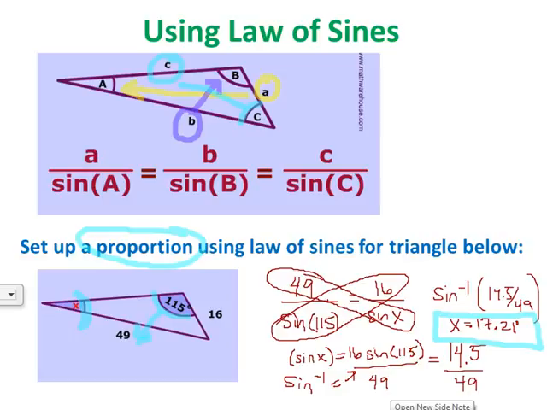So we use the law of sines to help us find that missing angle measurement. Sometimes you might be finding an angle measurement, sometimes you might be finding a side length, but either way you're still going to set up a proportion and cross multiply to solve. I'm going to go on to the next slide, so if you need more time, go ahead and click pause.